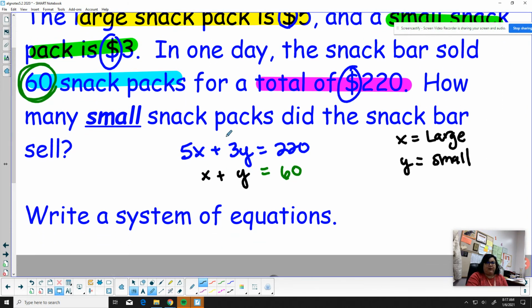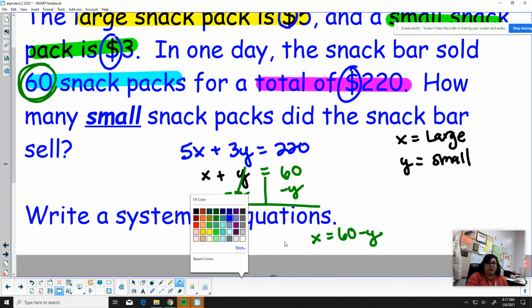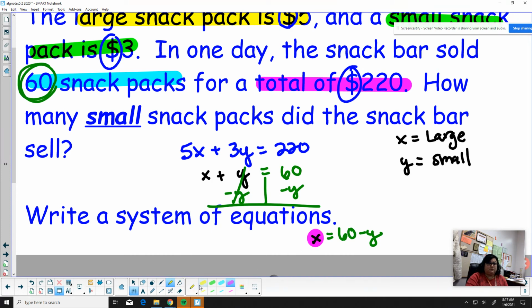So since I have my equations now, do we want to solve for x or y? It doesn't really matter. Let's just solve for x. So we are going to make a T and subtract y on both sides. So x equals 60 minus y. Okay, so there's my equation that's solved for x.